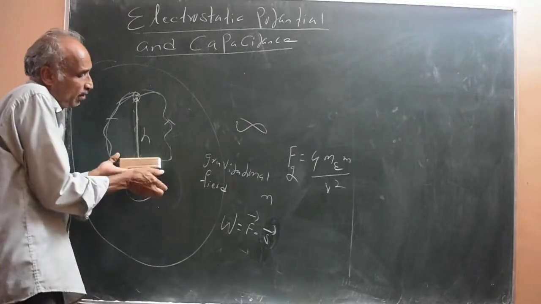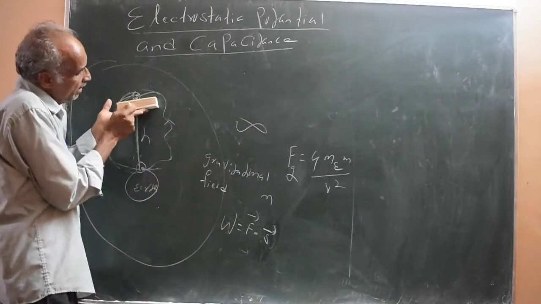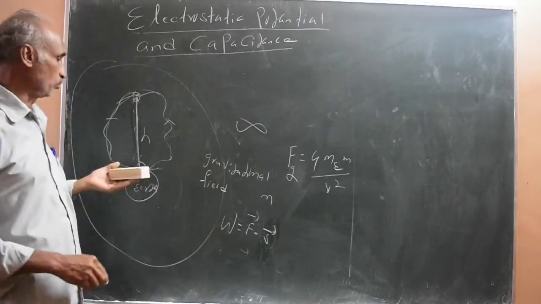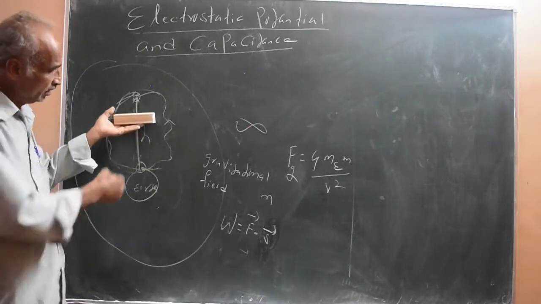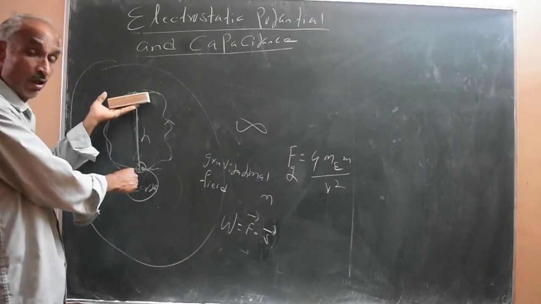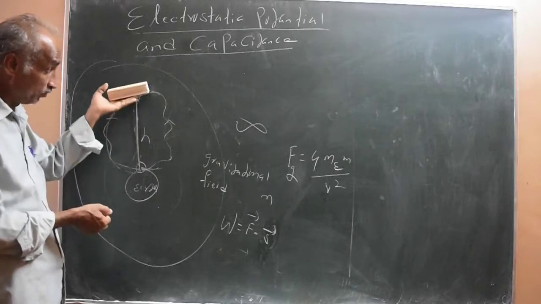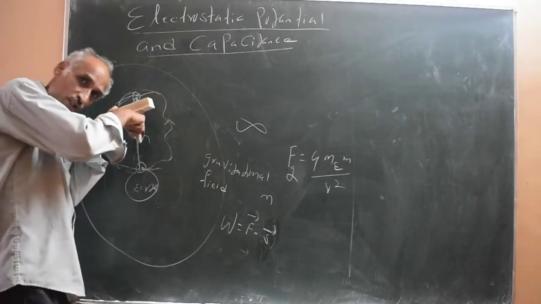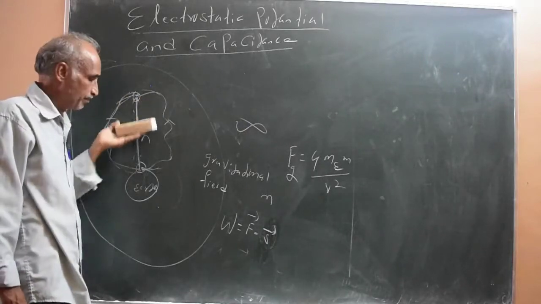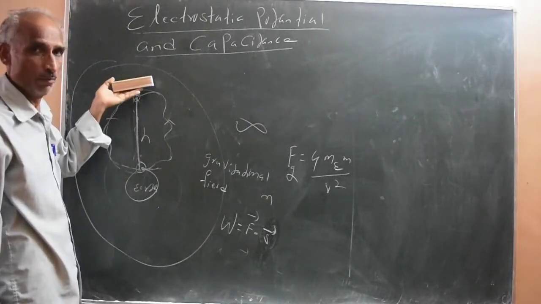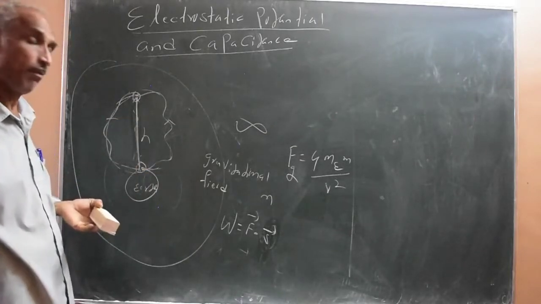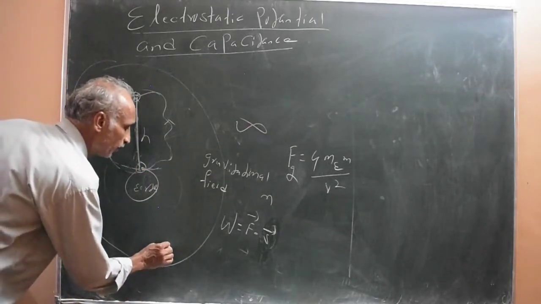I am lifting the body. That's why work is done by the external force, against the gravitational force. Gravitational force is dragging the body in the downward direction, but I am lifting it in the upward direction by applying an external force. Therefore, work done by the external force is given by the formula.